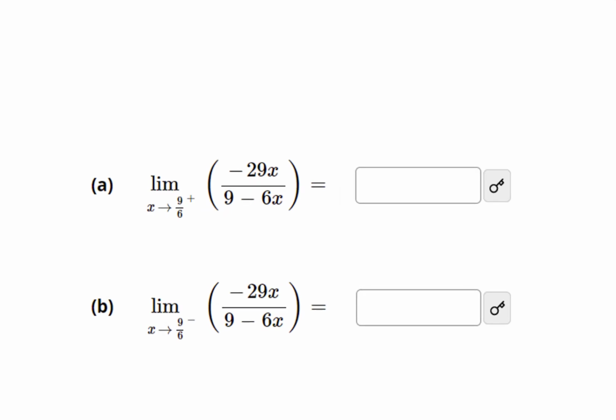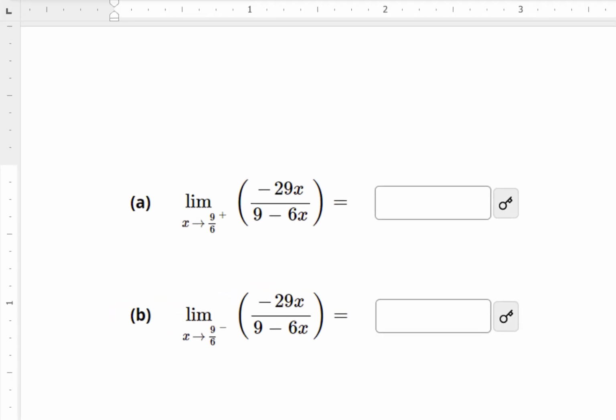We've been asked to find the limit of this rational expression as x approaches 9/6 from the left, and then also to find the right-hand limit. We're going to go ahead and use a Desmos graph and a Desmos table to identify the solutions.